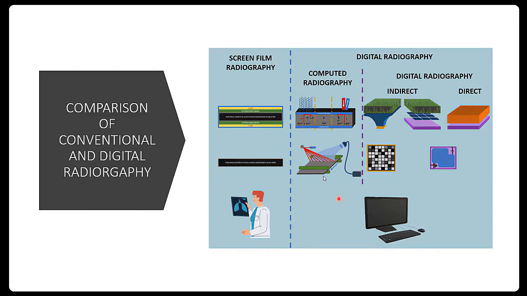Then another difference is the use of cassette and film. In the screen film system, we had to use cassette and film and process them with chemicals. But in computed radiography, we'll use the cassette. There is still a cassette, the PSP plates, and we'll process it in the PSP reader. And when it comes to indirect and direct digital radiography, there is no cassette and we process in the console.